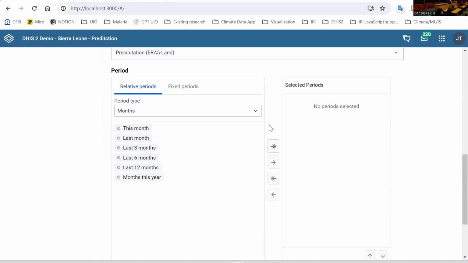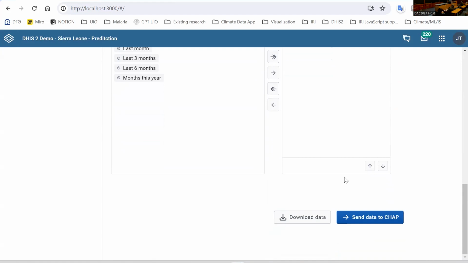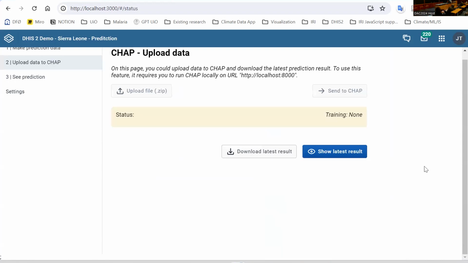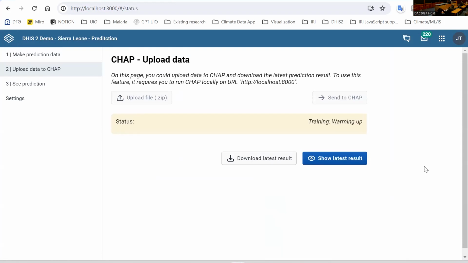For those who are familiar with machine learning, there are often two phases. We first train and then we predict. But in this application, we are doing it very simply, so we just train and predict in the same operation. Now I'm going to take the last 12 months to train on. And then we are sending this data to CHAP. For now, everything is run locally, so I just send it to another Docker container, where CHAP runs on my machine.